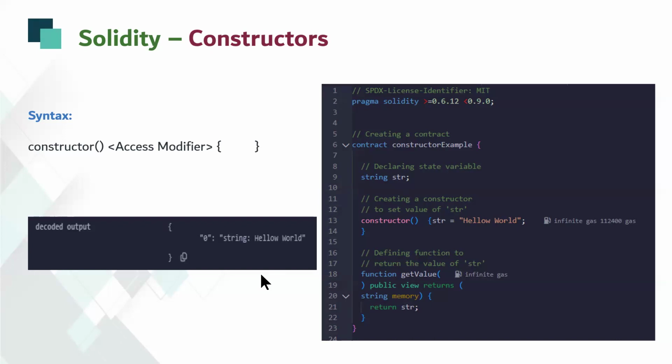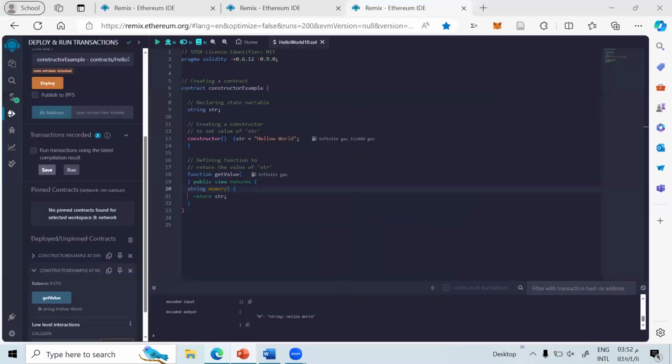Okay, we can see this example here in the Solidity IDE. So we have the code here and the constructor. When we deploy it, we can go to getValue and see the output, which is the string hello world.